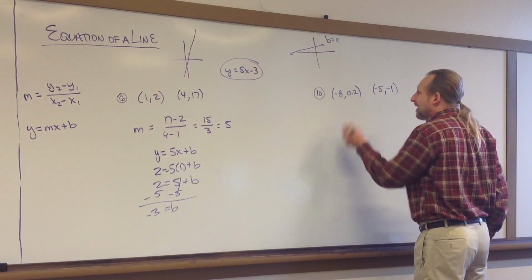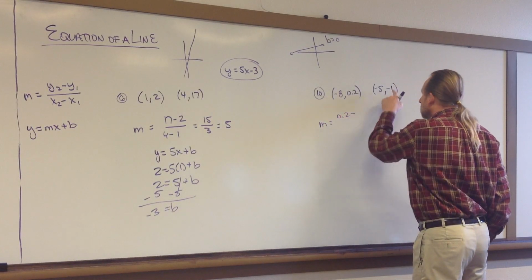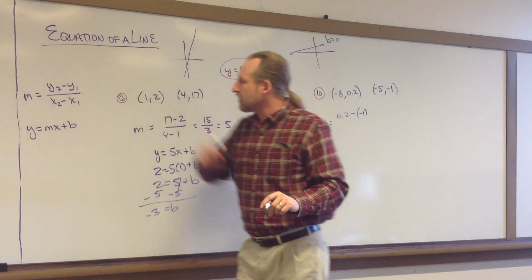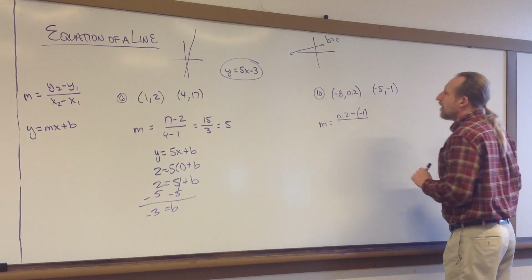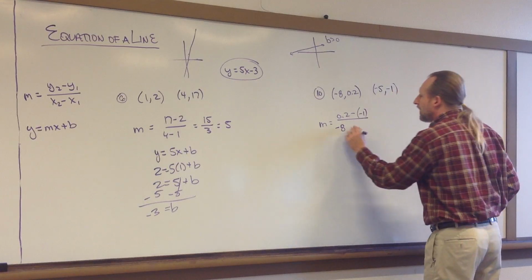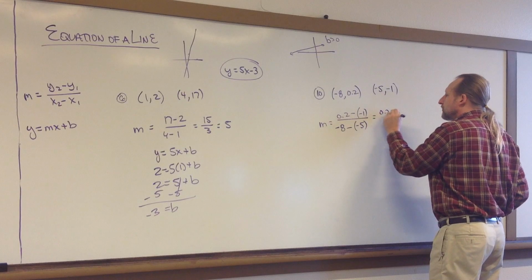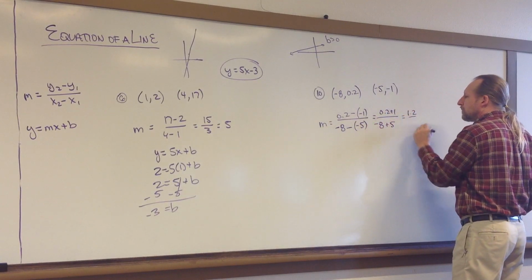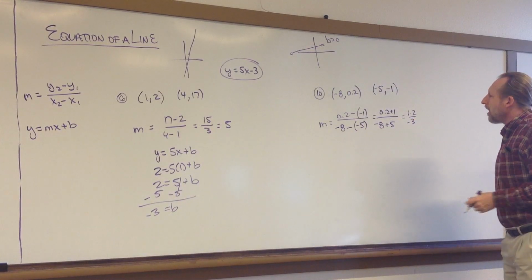I'll start with the 0.2 minus negative 1. Remember, this minus sign comes from the formula. This minus sign comes with the value of negative 1. I started with the 0.2 on top, I have to start with the negative 8 on the bottom, and again I get a double negative down there. So this will be 0.2 plus 1, negative 8 plus 5, so that's 1.2 over negative 3.